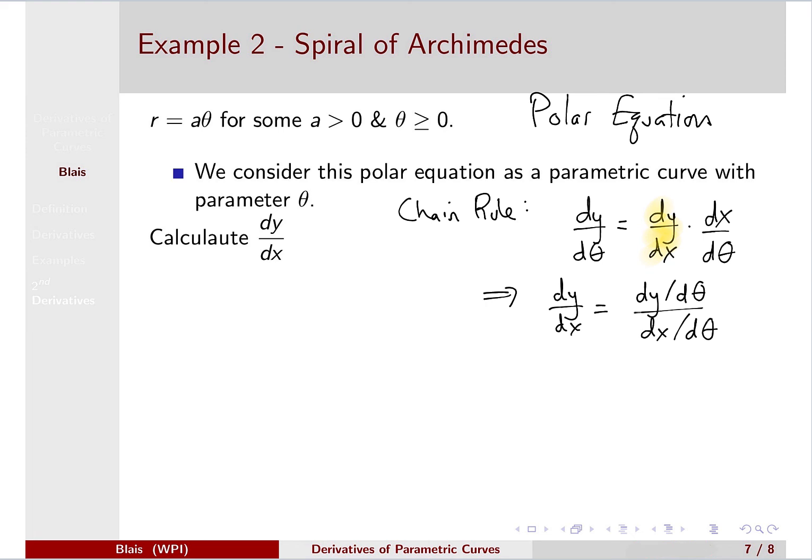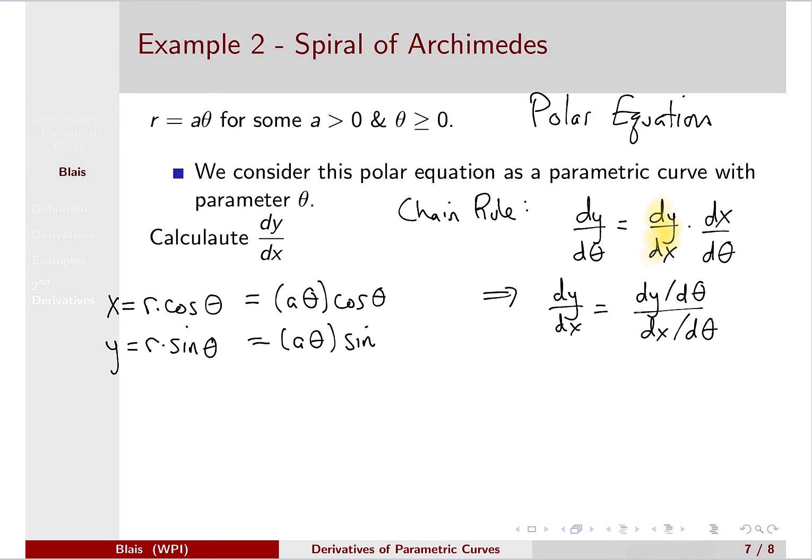Now recall from polar coordinates, we know that x equals r times cosine of theta, and y is r times sine of theta. But from our equation here, r is a times theta. So we can replace r with a theta in each of these equations. This allows us to calculate the derivatives in the right-hand part of this expression.